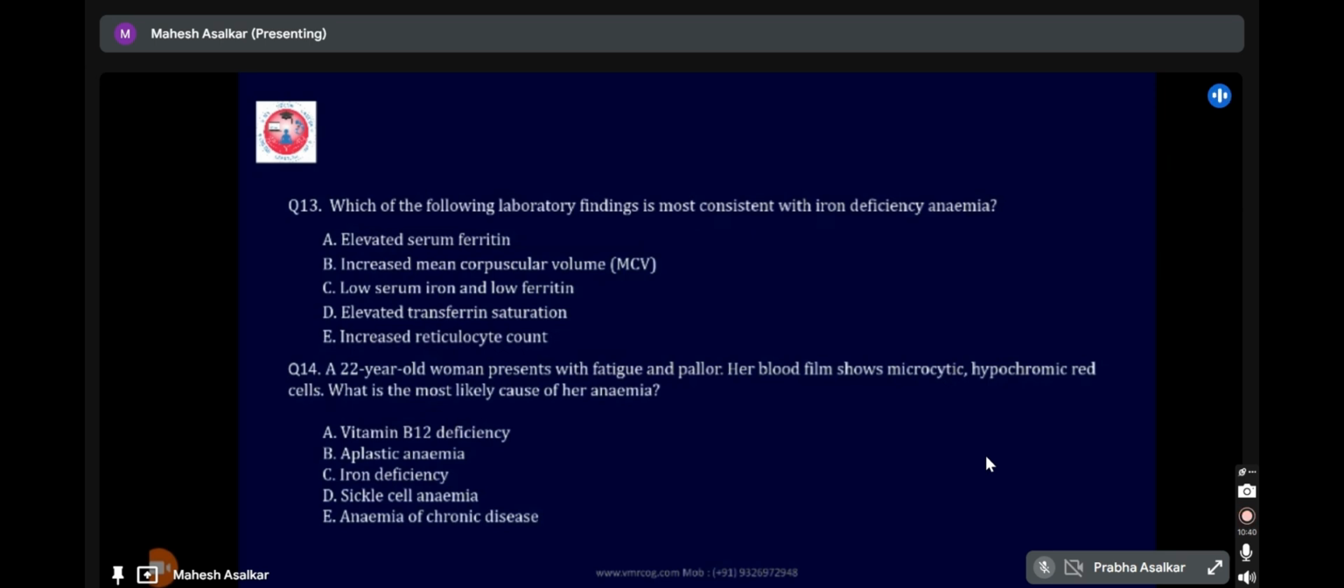Dr. Sansi, 13 and 14. Which of the following laboratory findings is most consistent with iron deficiency anemia? Elevated serum ferritin, increased MCV, low serum iron and low ferritin, elevated transferrin saturation, increased retic count. Sir, C, low serum iron and low ferritin. Correct. So iron deficiency anemia and anemia are from the hematology section of pathology. Not only that, it can be asked in data interpretation also.